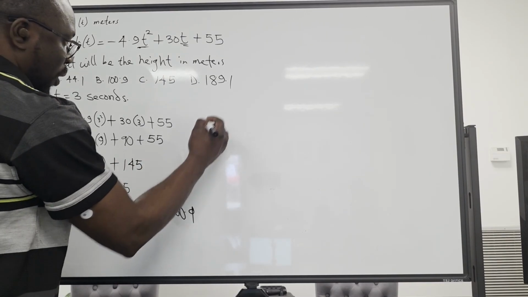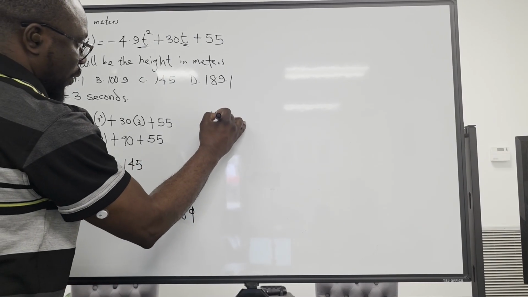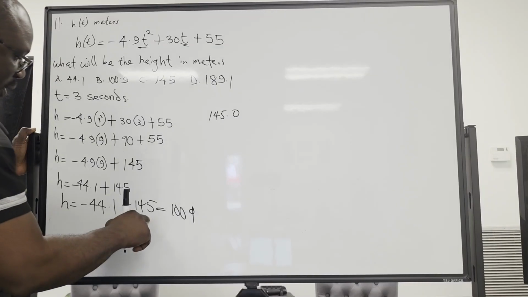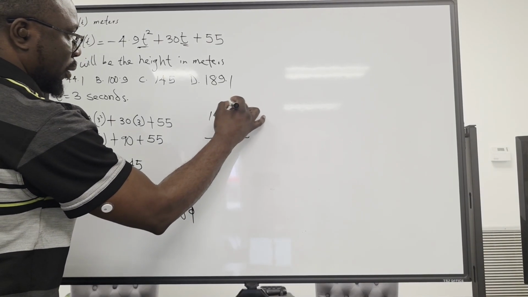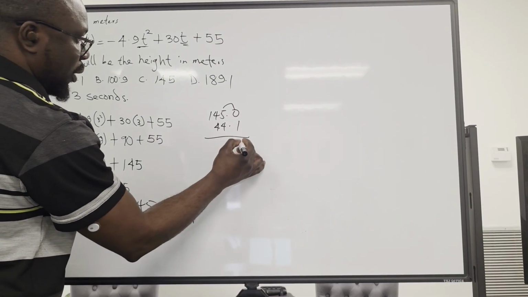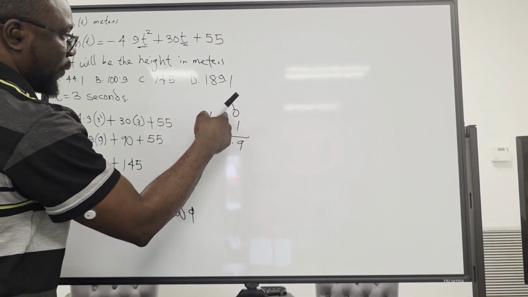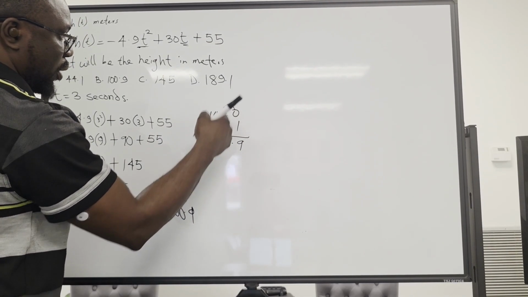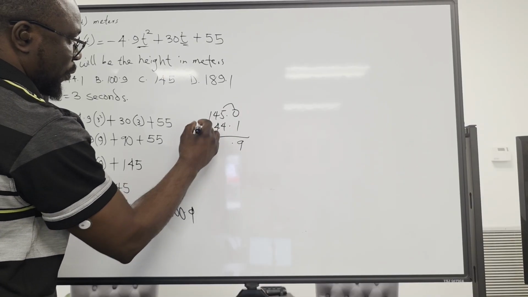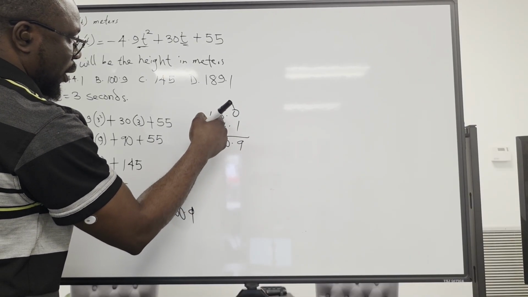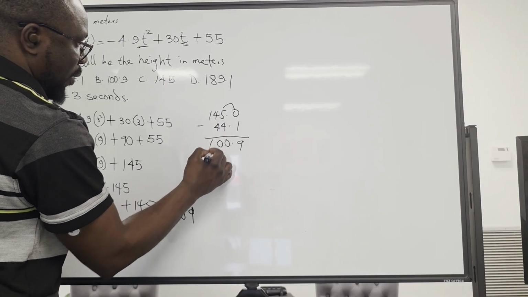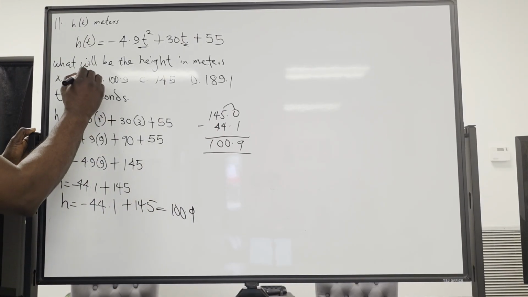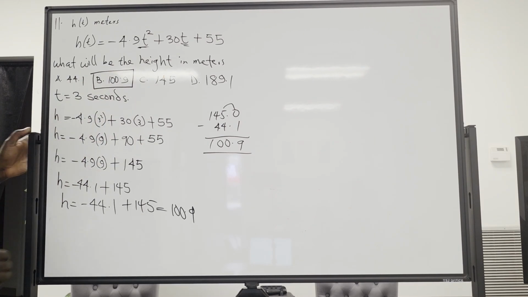If you don't have a calculator, all you have to do is do 145.0 minus 44.1. So you have 10 minus 1 gives you 9, and carry 1 here. You have 4 here because you took 1 away from here. 4 minus 4 is 0, and 4 minus 4 is also 0. And you have 1. So that gives you 100.9. So that's how I got 100.9, and that is your answer.